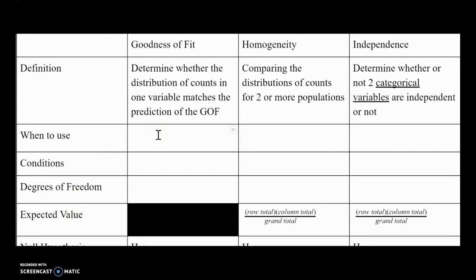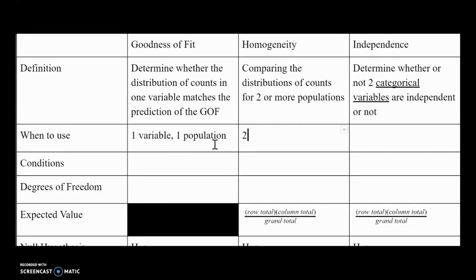Now, when can you use a goodness of fit? This is going to come up a lot because sometimes you'll see goodness of fit and homogeneity and you'll think, oh, I can use goodness of fit or homogeneity. Let me just go with one or the other. No, there are certain conditions as to when you can use them. So we're going to say that goodness of fit is when one variable and one population is given to you.